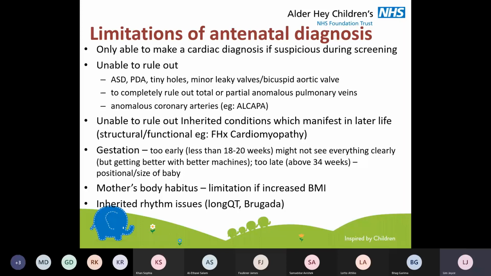I've already mentioned maternal body habitus. The next one is inherited cardiac rhythm issues like long QT and Brugada. As much as we can try to rule out bradycardia and cardiomyopathy, unfortunately, unless you know the genetics, unless you know that mom has a problem, it is very difficult to make an antenatal diagnosis.